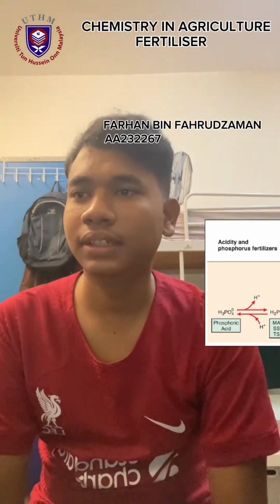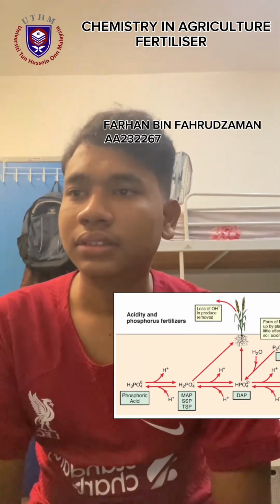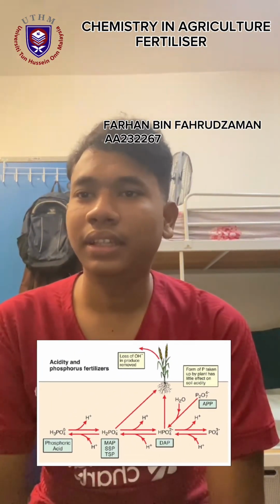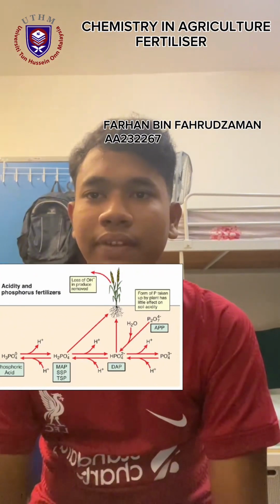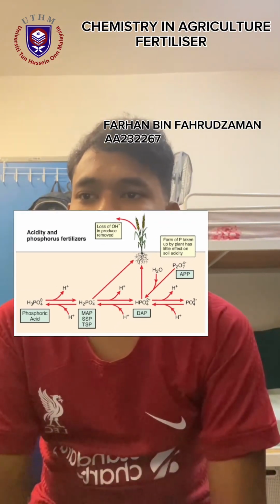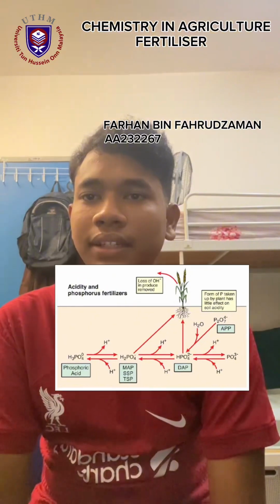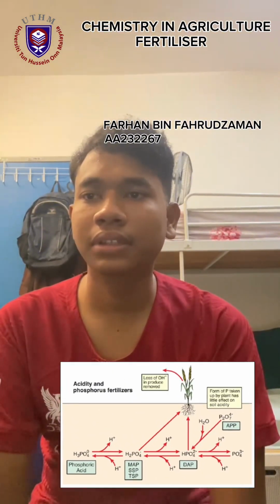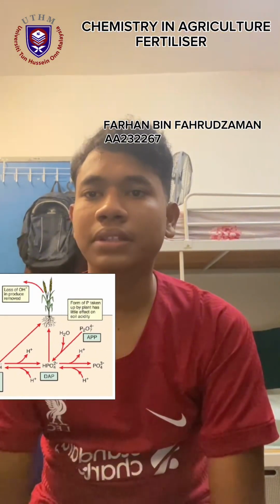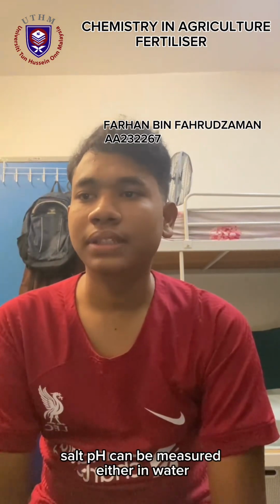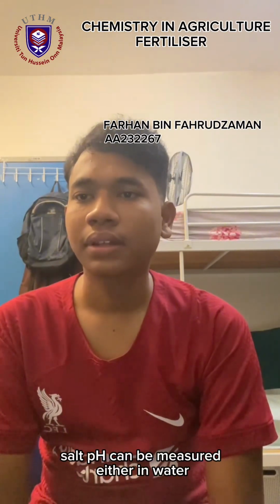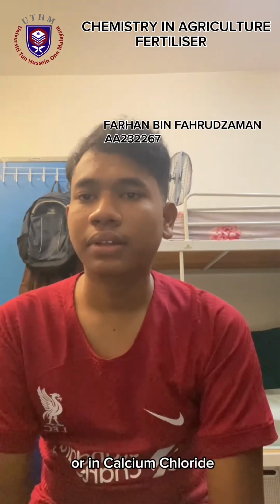Next, I will explain soil acidity in fertilizer agriculture. When soil becomes too acidic, it can decrease the availability of essential nutrients, increase the impact of toxic elements, decrease plant production and water use, and affect essential soil biological function. Soil pH can be measured either in water or in calcium chloride.